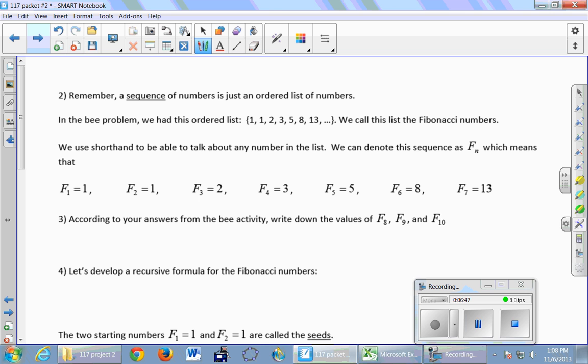Okay, so everybody's clear on that, right? We're just calling these guys by the number that they are in the list, and those are the Fibonacci numbers, F for Fibonacci. Okay, so let's go to number 3. We'll go to the back to Stephen.